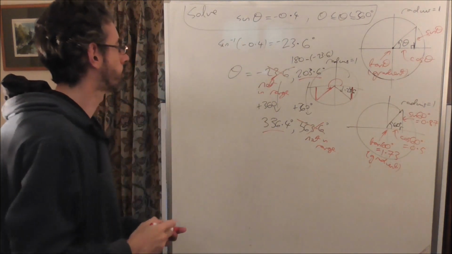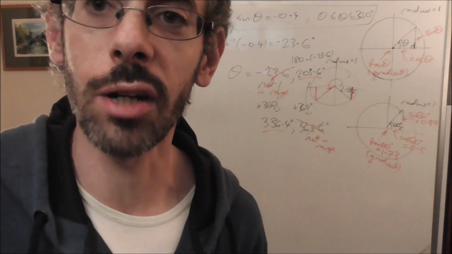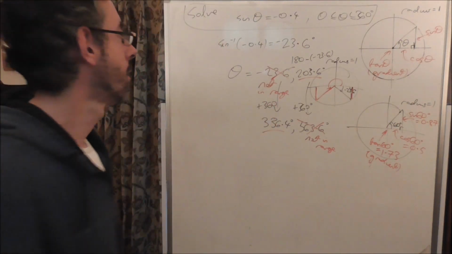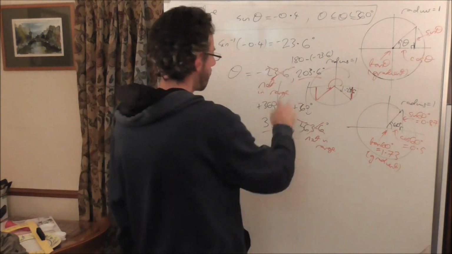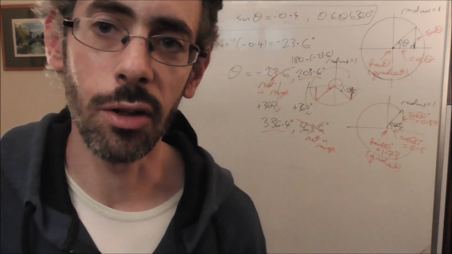So for sine, you press inverse sine to get the first angle, and then you can always subtract it from 180 to get the second angle. And then once you've got that pair, you just keep adding 360 degrees or subtracting 360 degrees until you get to the end of the range.